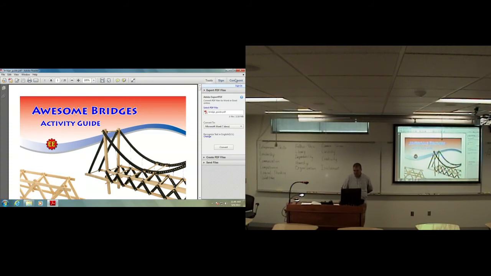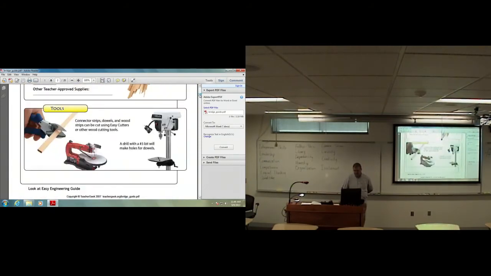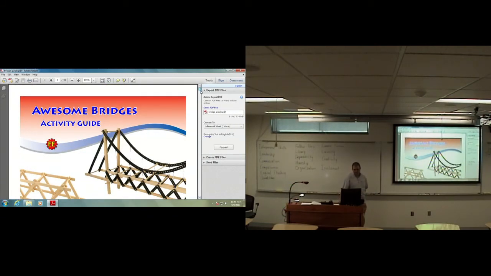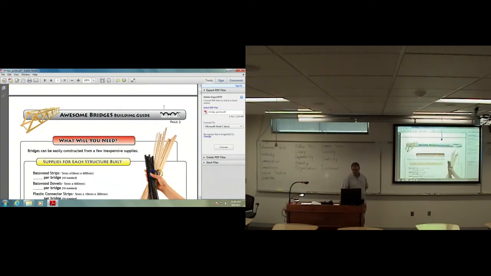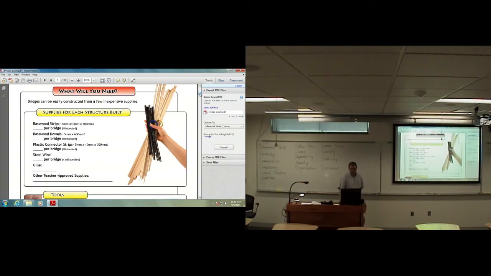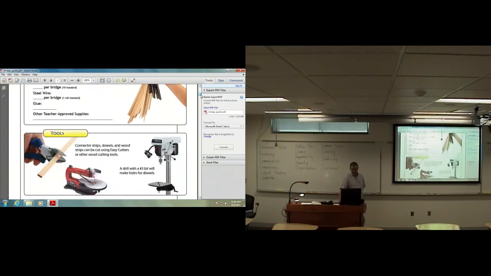And this is actually designed to be used with the materials that I've sent you, so you can see the wood beams and everything else. And they're going to kind of step us through the design process a little bit, the beginning of it anyway. And they talk about the supplies that you'll need.